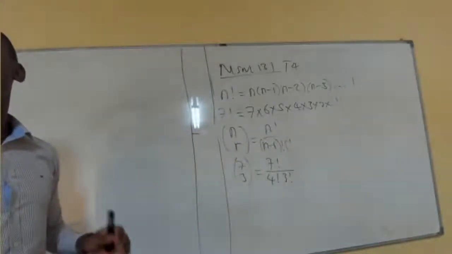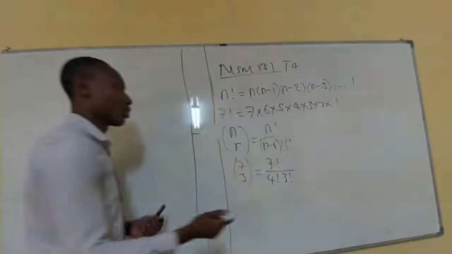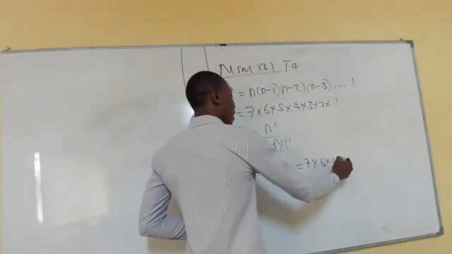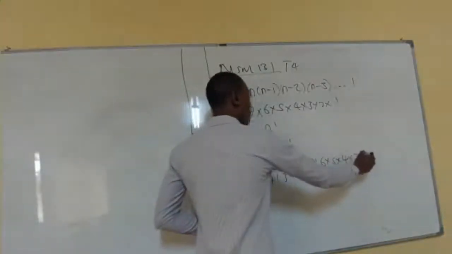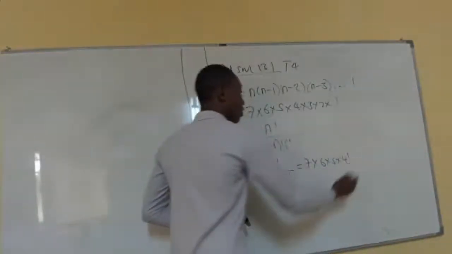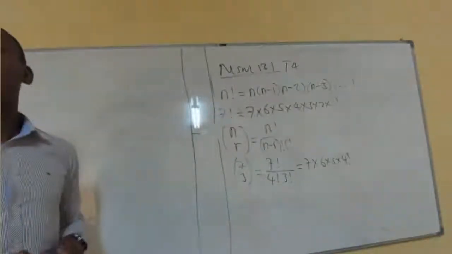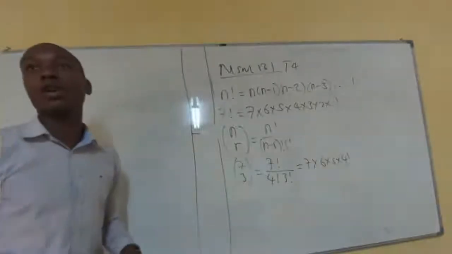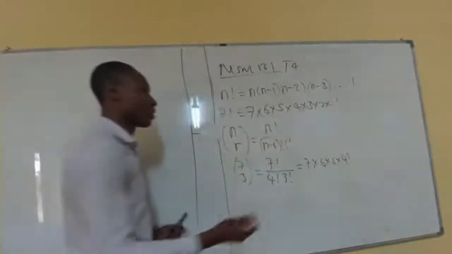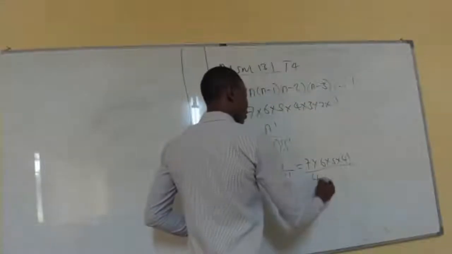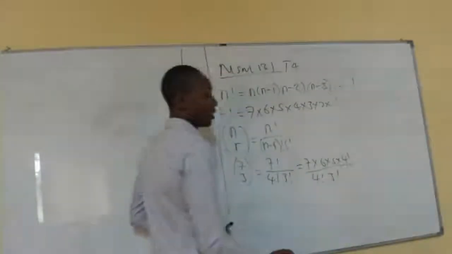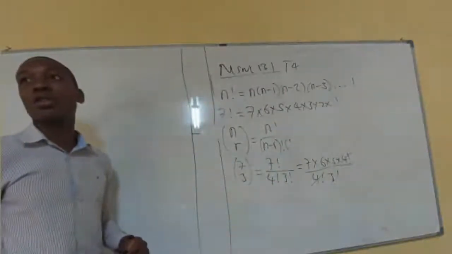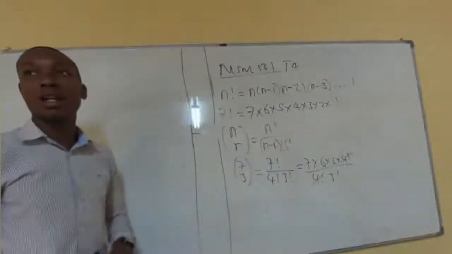We can write 7 factorial over 4 factorial, 3 factorial as 7 times 6 times 5, ending at 4 factorial in the numerator. We usually end at the largest in the denominator. In this case, the largest in the denominator is 4 factorial, so I'll end at 4 factorial, over 4 factorial, 3 factorial. You understand why I've done that? So that this and that can cancel. The 4 factorial in the numerator and denominator will cancel.